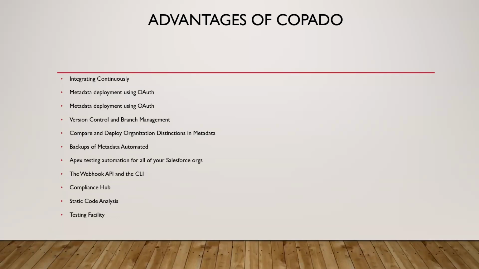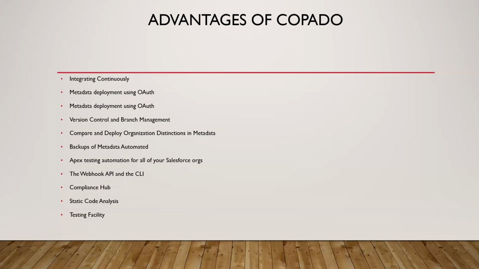Apex testing automation, all the Salesforce tests. So whatever test classes you have written, you can run your test classes automatically basically. When you try to deploy in production or any other environment, then the test classes automatically run and check your code coverage. Okay. The webhook API and CLI. So webhook API is also in Copado. For example, you want to deploy or integrate with another cloud. So CLI will work for your integration with other environments like Heroku and others.